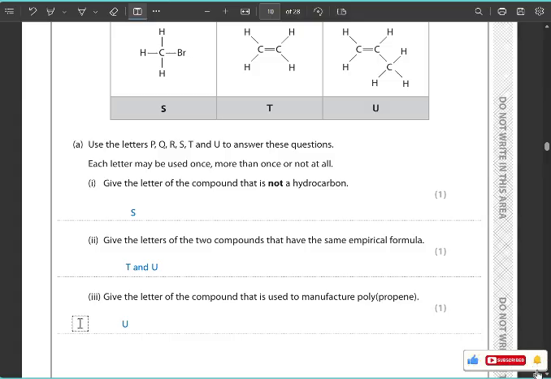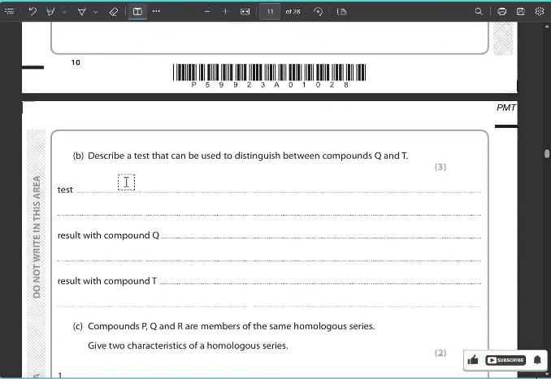Companies always use alkenes to make polymers. That's why they also do cracking. By cracking they will produce alkanes and alkenes, and the alkene produced by cracking is usually used for polymerization. And next, describe a test that can be used to distinguish between compounds Q and T.